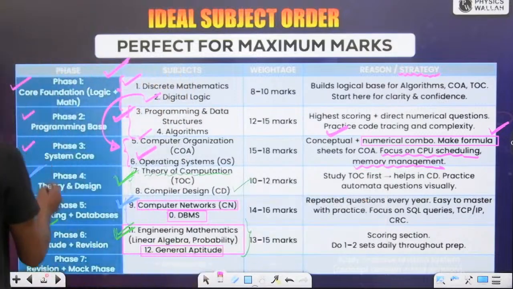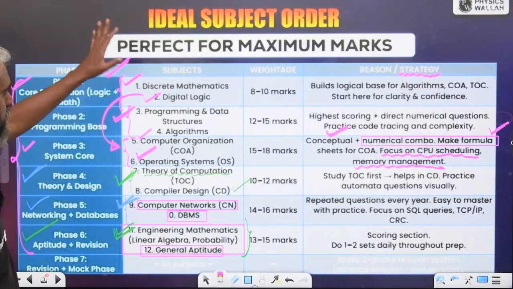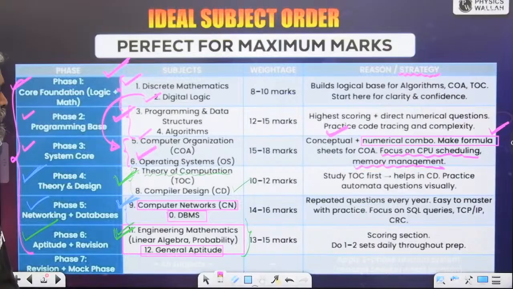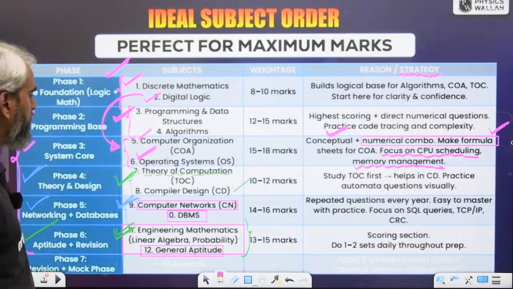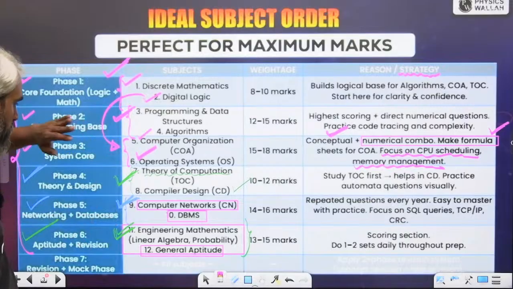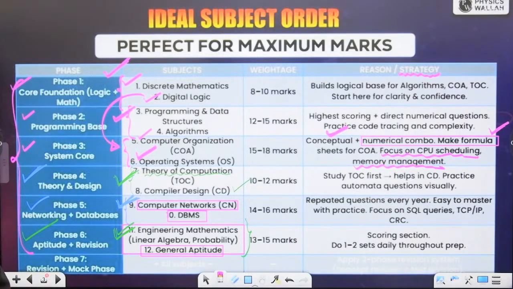I don't think there should be any problem about why exactly this order has been defined. Discrete mathematics and digital logic will create the core for almost all the subjects. Programming and data structure and algorithm are the highest scoring subjects. Computer organization and operating system will require the maximum number of revisions. Theory of computation and compiler design are hand in hand subjects. That means these two will go together. So if required, you can swap.